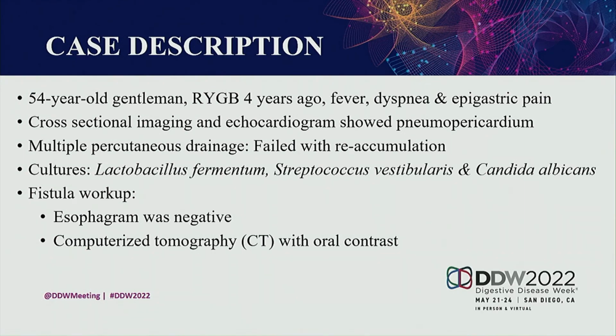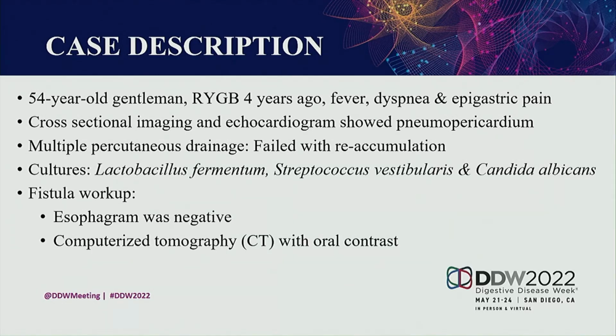We had a 54-year-old gentleman with a previous history of Roux-en-Y gastric bypass 4 years prior to presentation, who presented with fever, dyspnea, and epigastric pain. Cross-sectional imaging was performed in addition to an echocardiogram that showed a pneumopericardium. Multiple percutaneous drainages were done by interventional radiology, but unfortunately failed with reaccumulation. Cultures from the pericardial fluid grew bacteria suggestive of a GI origin. That's why we started to think about a possible connection between the pericardial cavity and the GI tract.